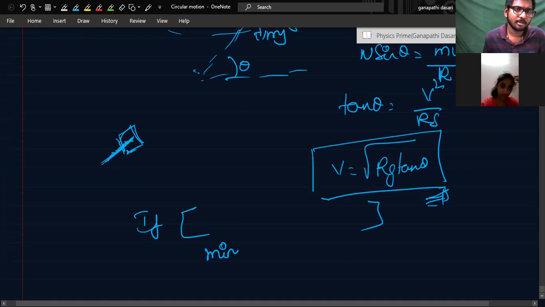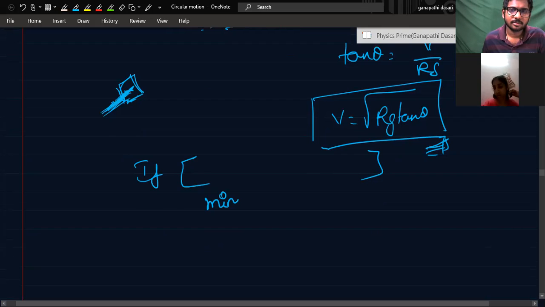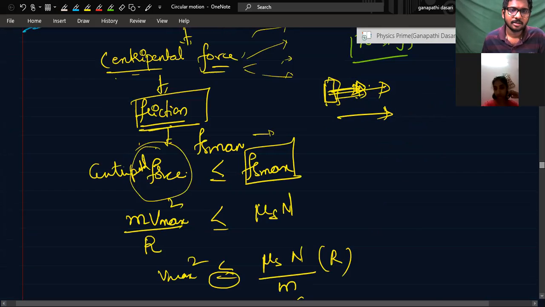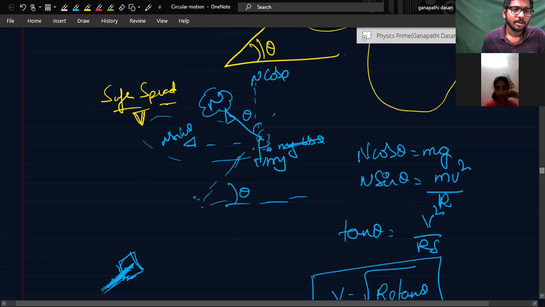Okay, in the downward slide, like a block sliding downwards. Got it? If we have a speed less than the minimum speed, this car will slide in the downward direction, right? If we have a speed higher than a particular value, the block will slide in the upward direction. Got it?